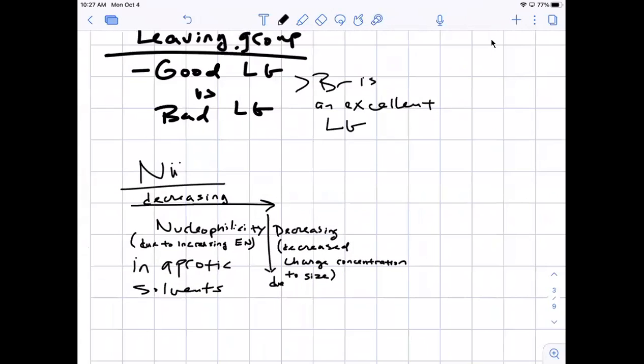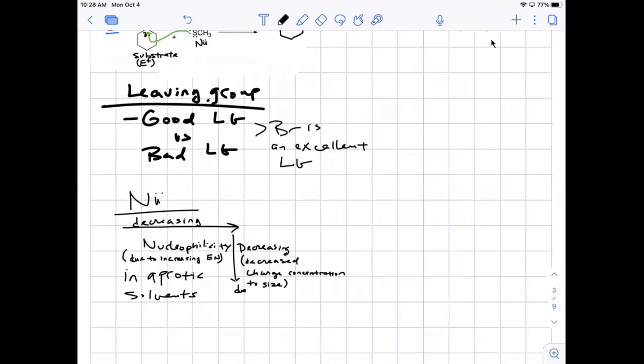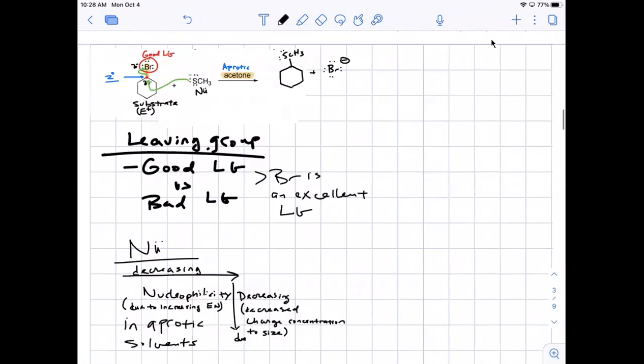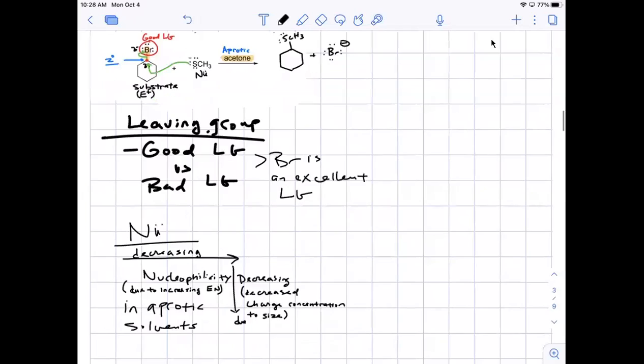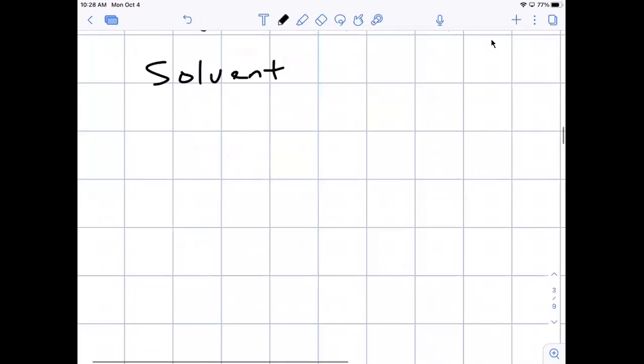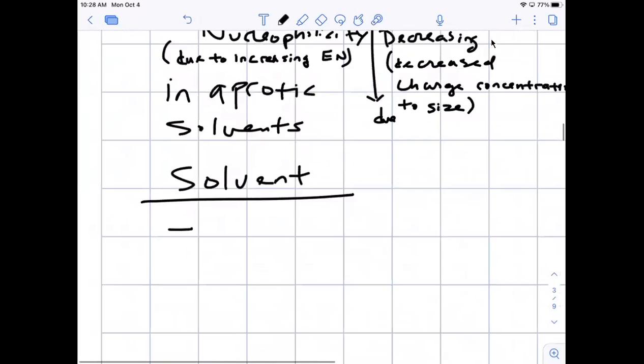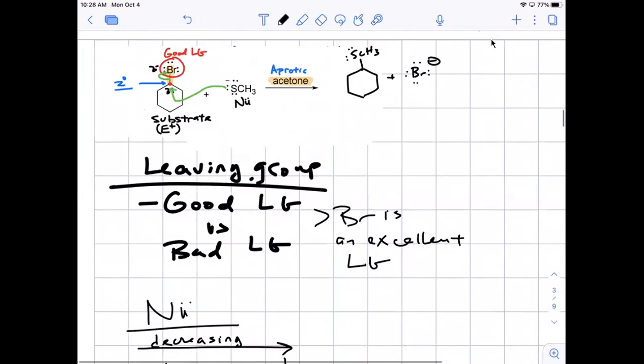Again, this is a very nuanced topic, but this is the trend that you see, and this is what you can use to compare nucleophiles. We have some problems that we're going to work where we actually compare nucleophiles. So our leaving group is based on the pKa of the conjugate acid. The nucleophilicity follows a particular trend. And then the solvent is also important.